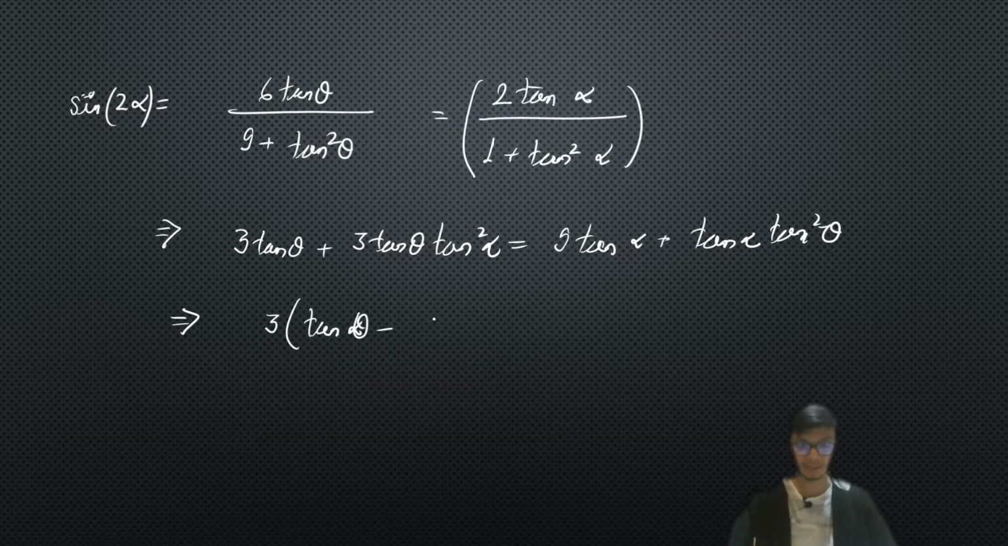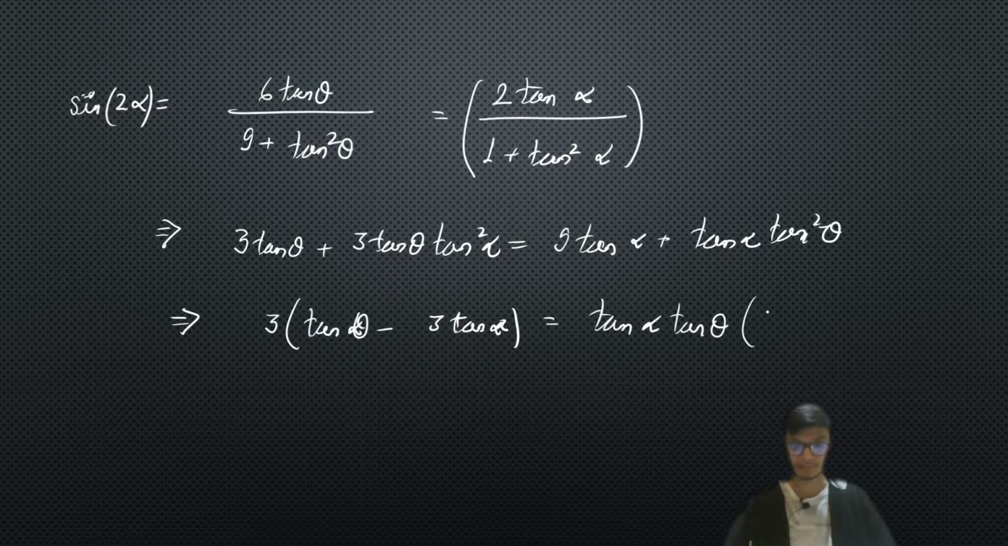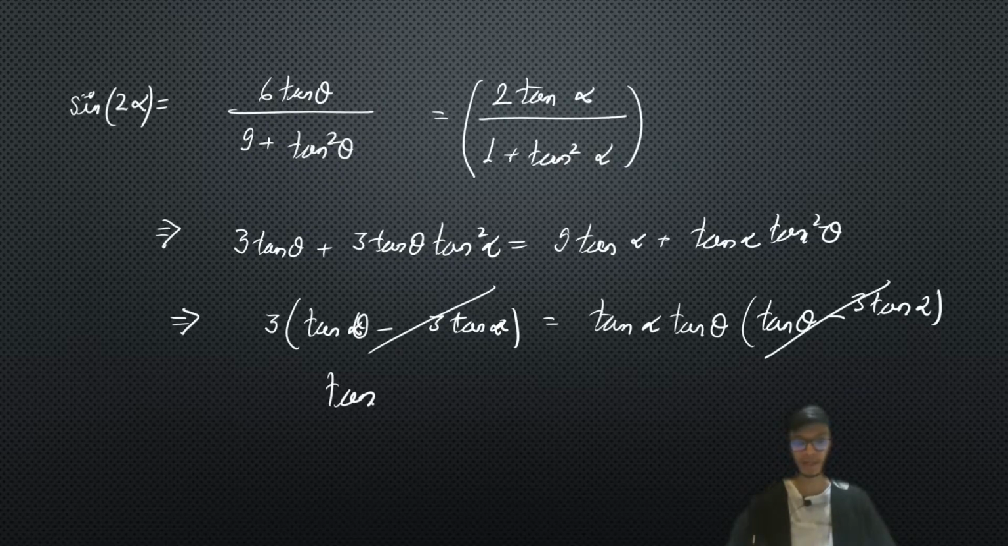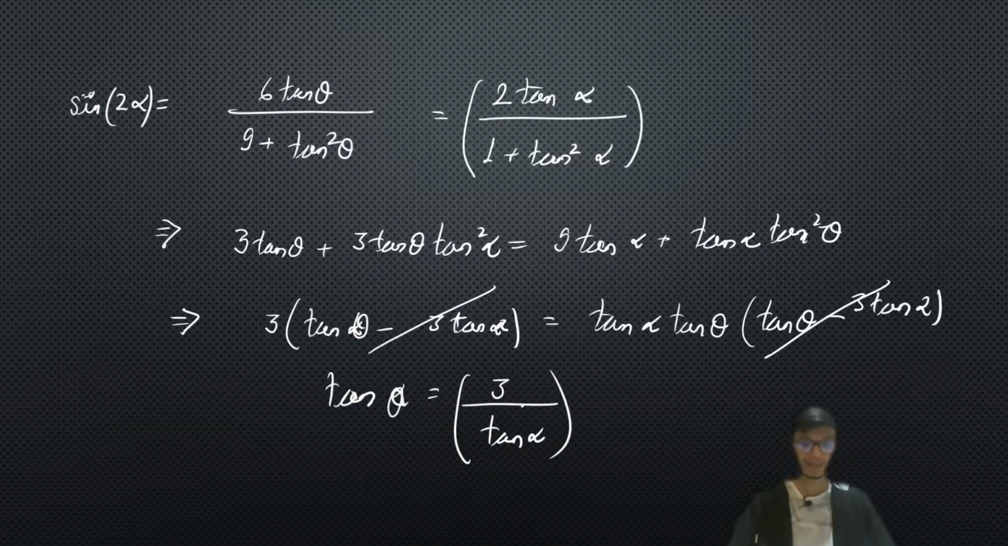Okay, so then we can take 3 as common, and we will take it as 3 times tan theta minus 3 times tan alpha, which is equal to tan alpha into tan theta multiplied with tan theta minus 3 times tan alpha, right? I'm just taking the common factor and simplifying it. Therefore, this will simplify to a simple value, because this tan theta minus 3 tan alpha will get cancelled out, and we will have tan theta as simply 3 upon tan alpha, right?